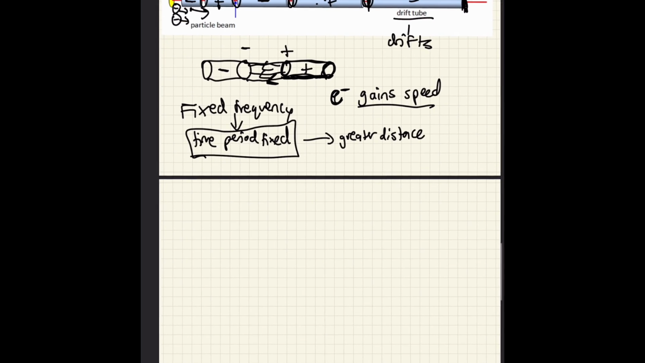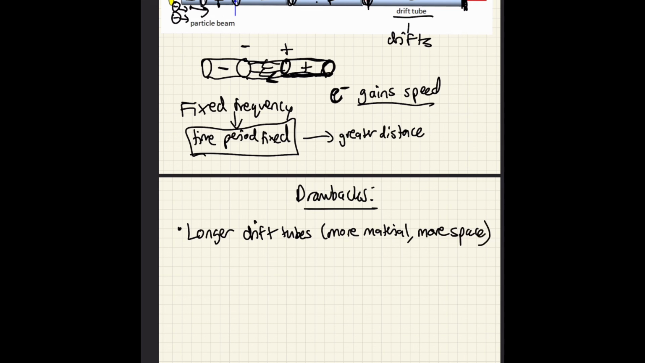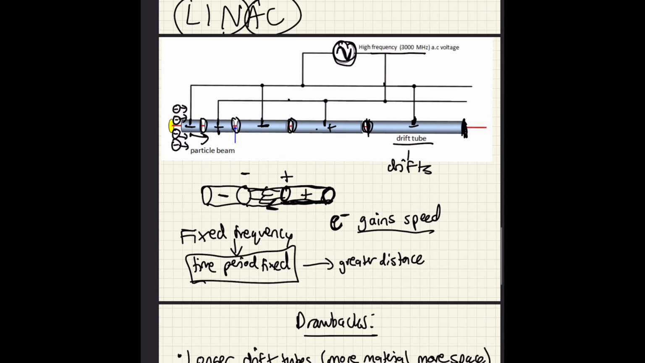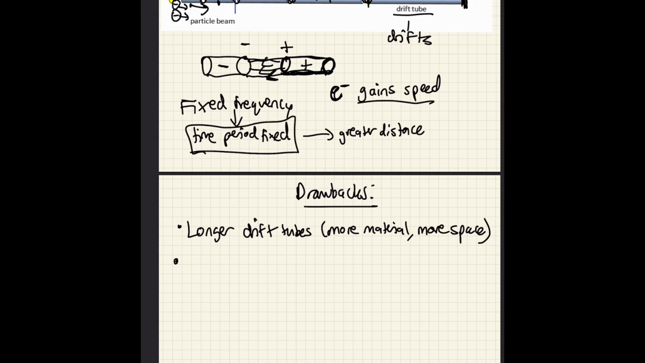So you might be thinking, what are the drawbacks of the system? Well, as you can see, the drift tubes get longer, okay? The longer the drift tubes, the more material you would need to build the system, the more space you would need, and it would just not be viable because you would need so much material to accelerate it far. So that's why you don't really see linear accelerators anymore. Another drawback is that having long drift tubes requires the length of the whole system to be quite long.